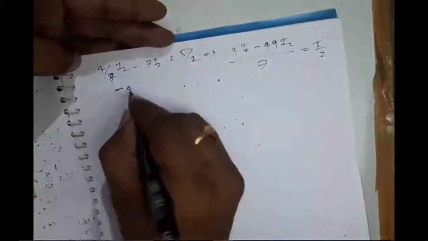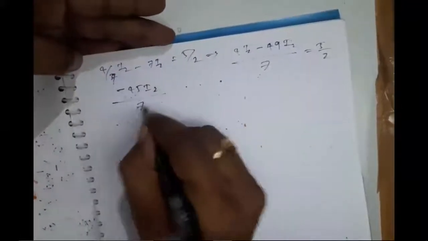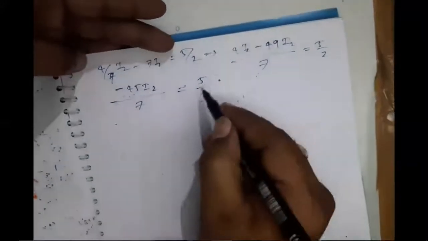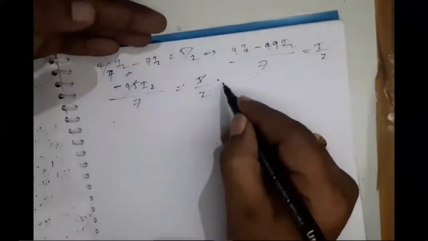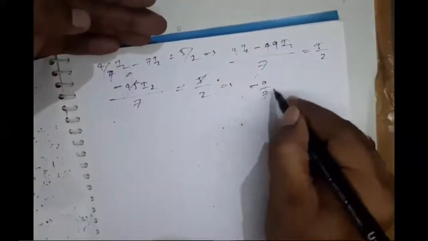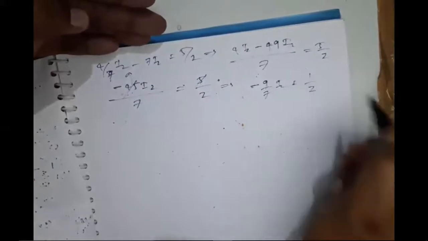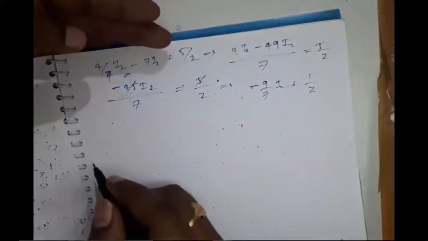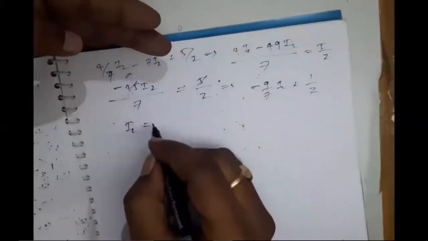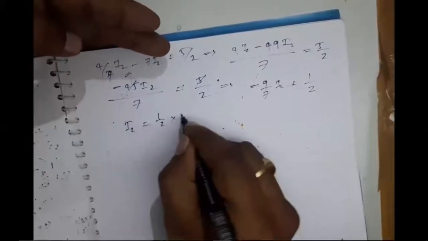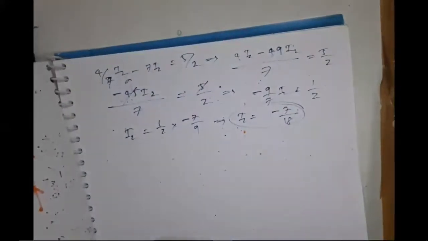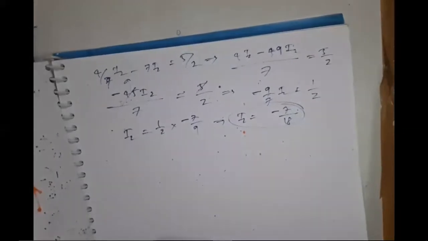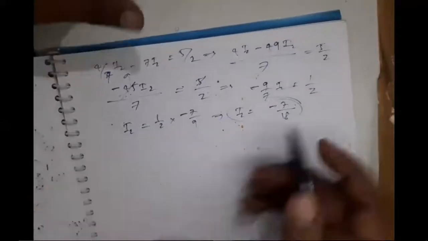You can see it will be minus 45i2 divided by 7 is equal to 5 by 2. Hence 5 nines are 45, and the i2 value will be minus 9 by 7 i2 is equal to 1 by 2. Then I2 will be 1 by 2 into minus 7 by 9. I2 will be minus 7 by 18. Right, this is the I2 value in amps.